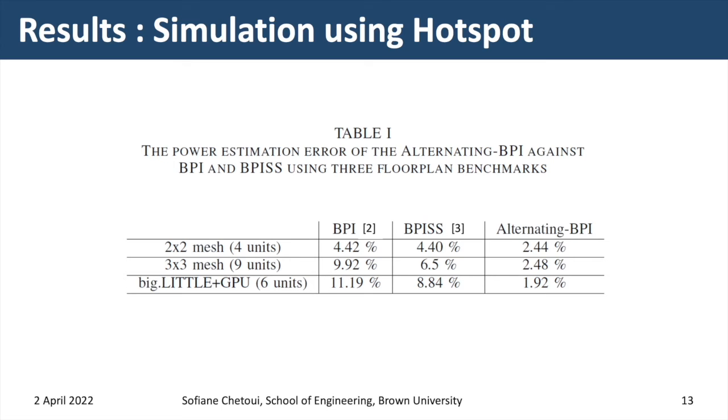Table 1 shows the power estimation error, which is supposed to be more difficult as the number of units increases. For instance, you could see that the estimation error for BPI increased from 4.4 to 9.9 when increasing the number of units, which is also the case for BPI SS, whose estimation error increased from 4.4 to 6.5. On the other hand, the alternating BPI was able not only to achieve a better accuracy, but also to maintain the same accuracy of 2.4%.